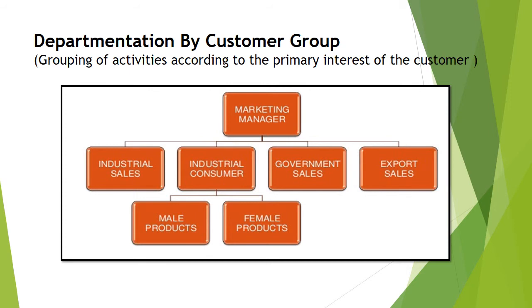Departmentation by customer group is where grouping of activities is done according to the primary interest of the customer. For instance, we have industrial sales, industrial consumer, government sales and export sales, whereby under the consumer products you have both male products and female products. So under departmentation by customer group, we group the activities according to the primary interest of the customer.